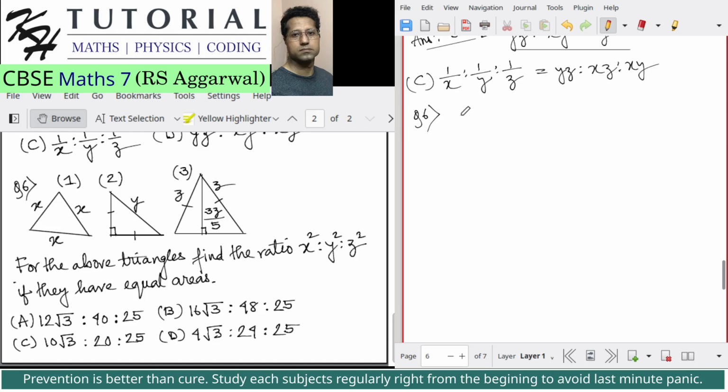Okay, so let's find out what will be the area of these three triangles. I am naming the triangle as triangle 1, since the triangles are labeled 1, 2, and 3. So the area of triangle 1 is nothing but this. It's an equilateral triangle having the length of each side as x. So the formula is square root of 3 by 4 x square.